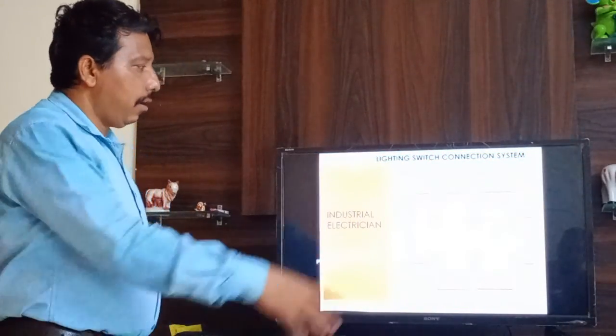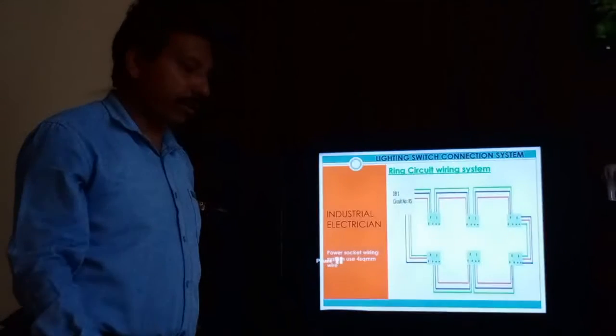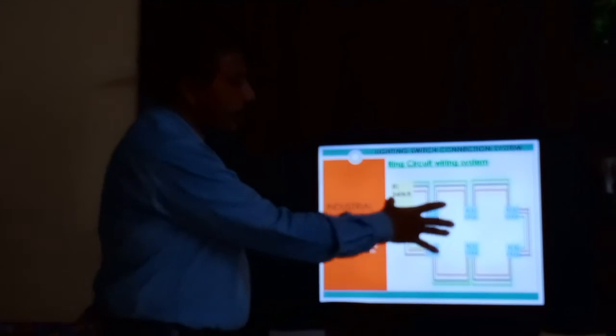This is the Gulf standard wiring. Many interviews ask what a ring circuit is and how to make a ring circuit. So if they tell you to make the diagram, you can make the diagram. It is like that at interview time.